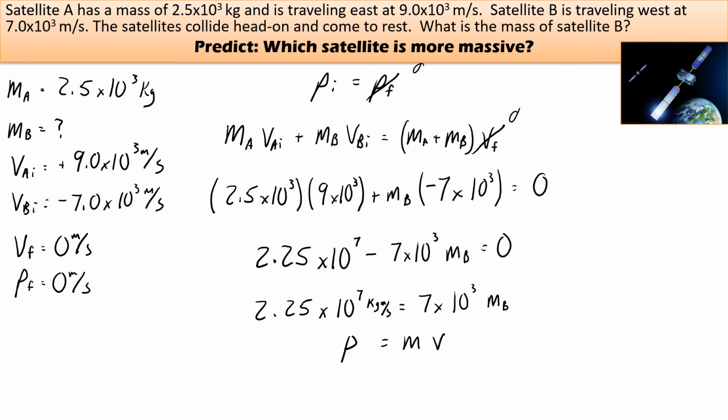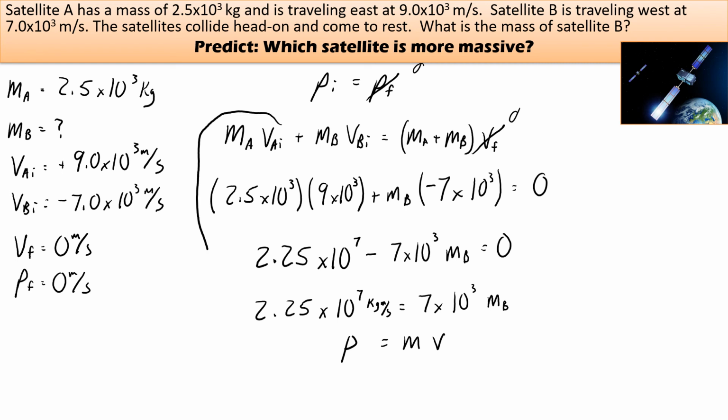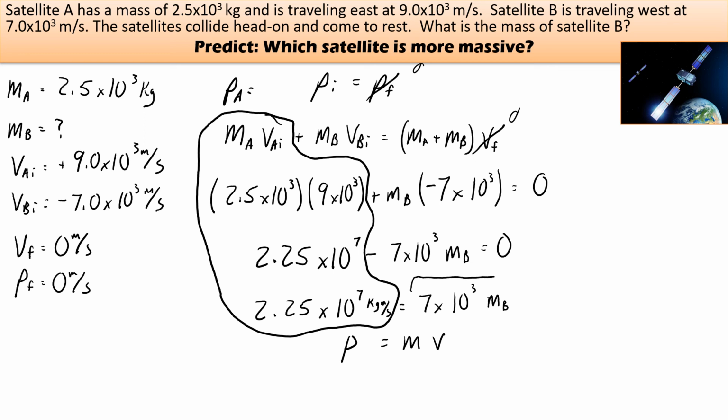This is the momentum of A. The momentum of A is equal to 2.25 times 10 to the 7 kilogram meters per second. That's a lot of momentum. All right. And we know that it's equal to the momentum of satellite B.